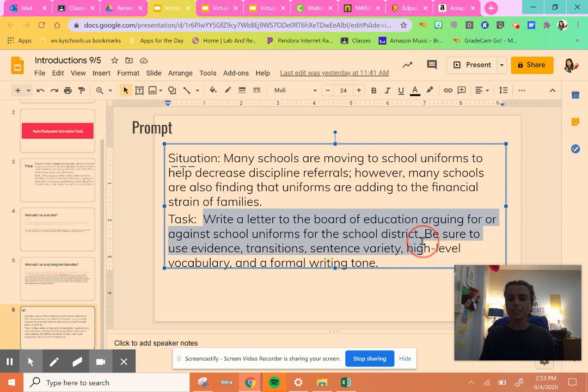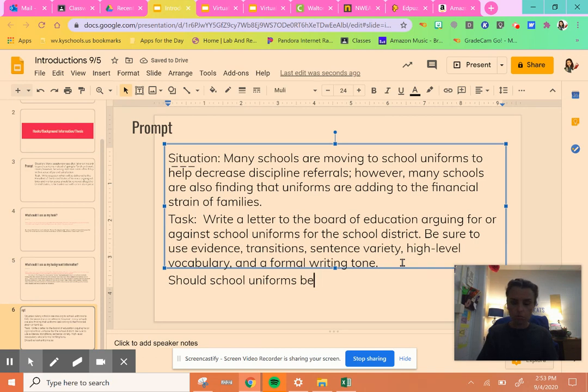So because it's not stated as a question, I need to think, okay, what is this asking me? So it's asking, should, and I'm going to type this down here, should school uniforms be worn at, I'm going to skip down, otherwise you won't be able to see it, Walton Verona Independent Schools. So that's really what it's asking me. So I always need to figure that out first.